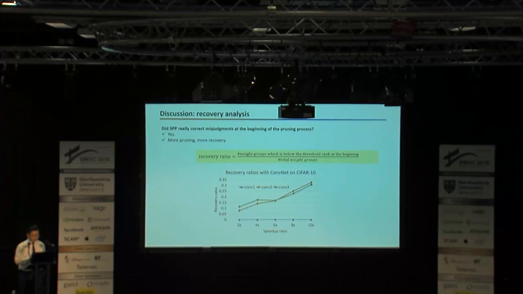And there are some discussions. Firstly, did SPP, our method, really correct misjudgments at the beginning of the pruning process? Yes, you could see from this graph. This is the ConvNet on CIFAR 10, and the x-axis is the speed up ratio, and the y-axis is recovery ratio. Recovery ratio means the number of weight groups which are below the threshold rank at the beginning, over the number of total weight groups. So normally you could say for different speed up ratios, approximately 10% to 30% of weight groups are recovered finally.